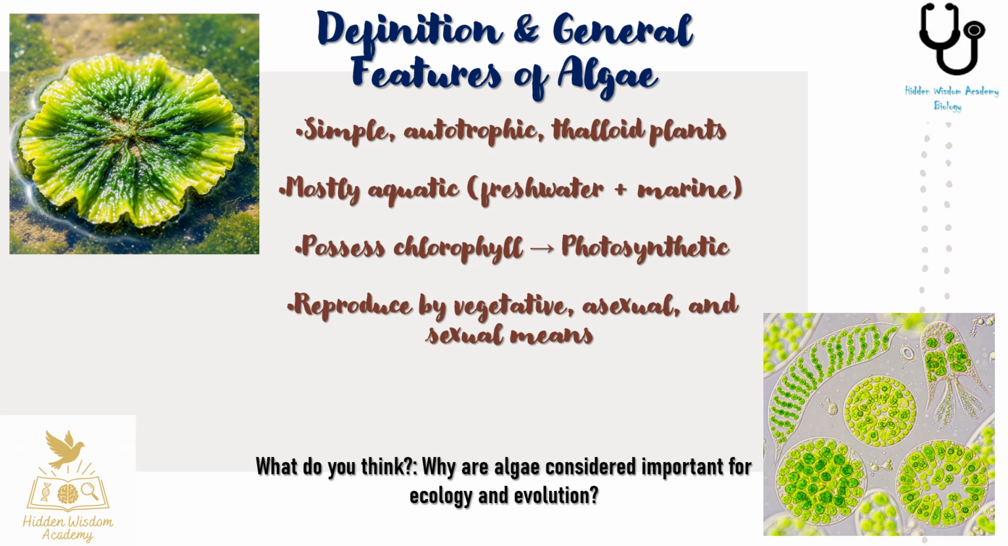Let's see the definition and general features of algae. Algae are the simplest plants in the plant kingdom. They have a thalloid body, which means they don't have true roots, stems, or leaves. Most of them live in water, both fresh and marine. They contain chlorophyll, do photosynthesis, and produce a large amount of the world's oxygen. Algae reproduce in three ways: vegetative by breaking into fragments, asexual by spores, and sexual by gamete fusion. These features make algae very important in the study of plant evolution.